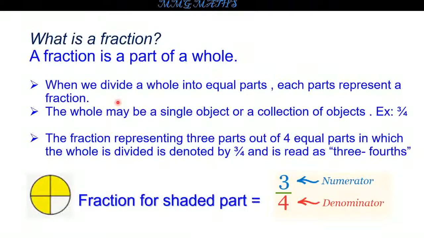a fraction. Now look here children, this is a circle, and this circle is divided into 4 equal parts, and out of 4 equal parts 3 parts are shaded. You can see here 3 parts are shaded with yellow color. Now you have to write the fraction for the shaded part. So the fraction for the shaded part will be 3 by 4, and this top number is your numerator.